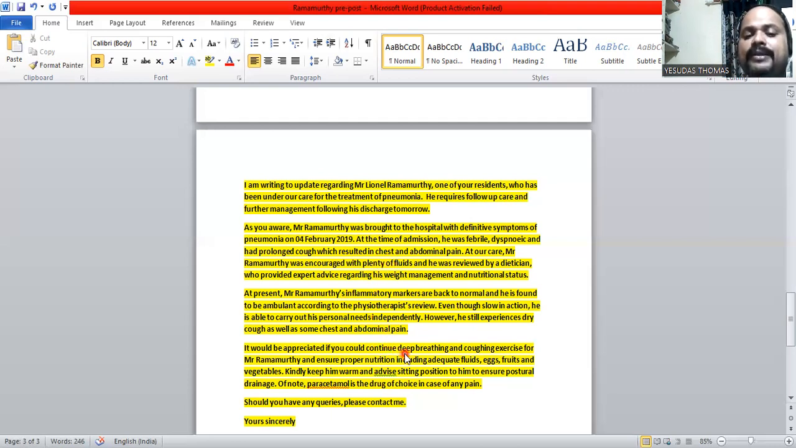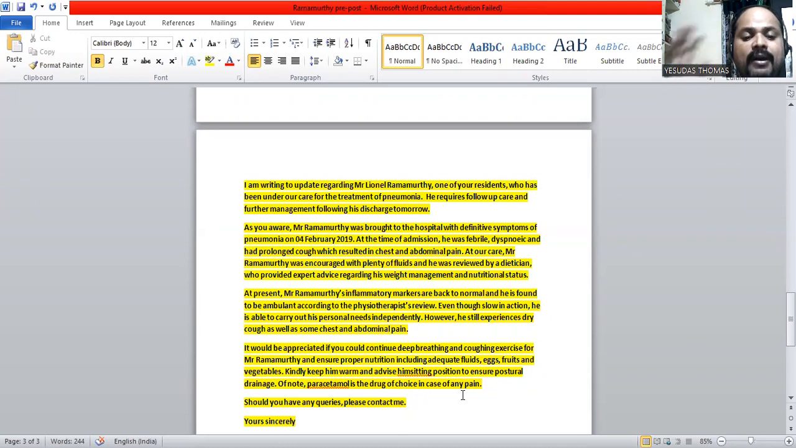So continue deep breathing and coughing exercise for Mr. Ramamurthy and ensure proper nutrition. This includes adequate fluids, eggs, fruits, and vegetables. Kindly keep him warm and advise him a sitting position to ensure postural drainage. Paracetamol is the drug of choice in case of any pain.